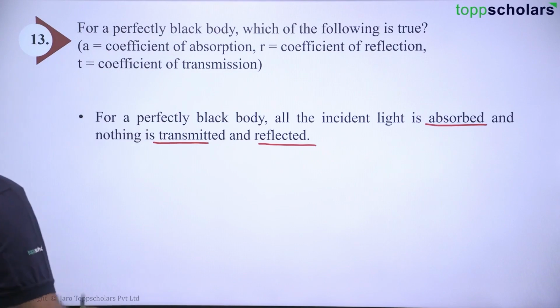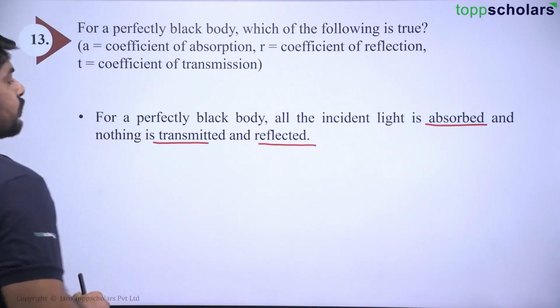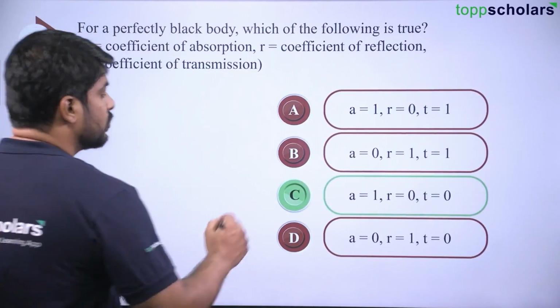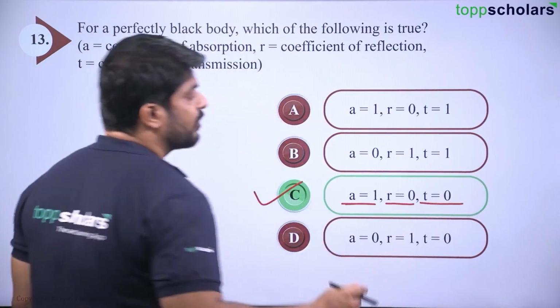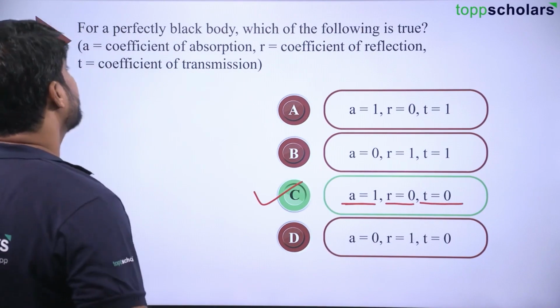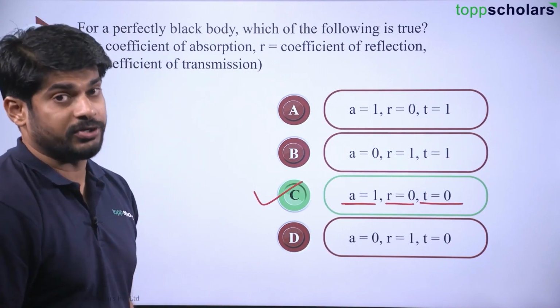Okay, so therefore, the correct answer to this question is going to be option C. A is equal to 1, R is 0 and T is also 0. Okay, so that's the answer to this question. Moving on to the next question now.